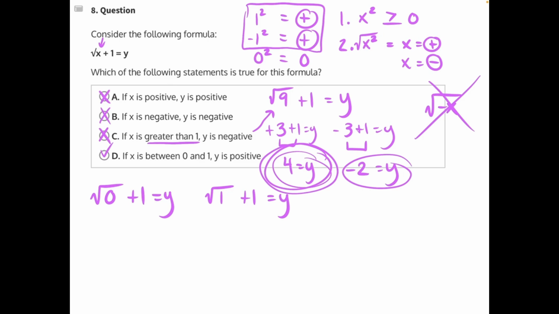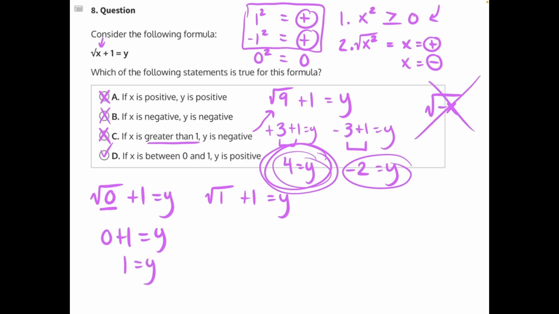Now notice that the square root of 0 is at the bottom of our range for our first statement, right? X squared must be greater than or equal to 0. So we can't take the square root of a negative number. 0 is as low as we can possibly get. So when we take the square root of 0, technically we will get positive and negative 0, but again, there isn't really such a thing as positive and negative 0. We just get 0. Plus 1 equals y, which would just give us 1 equals y.